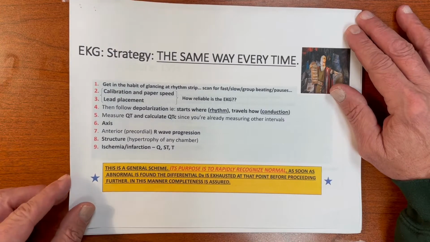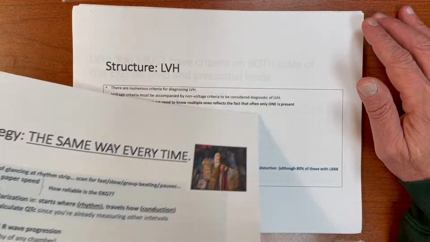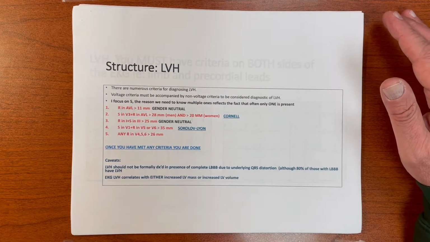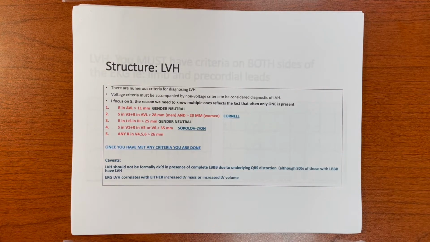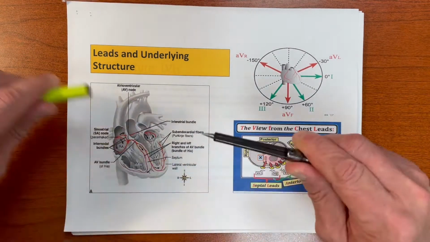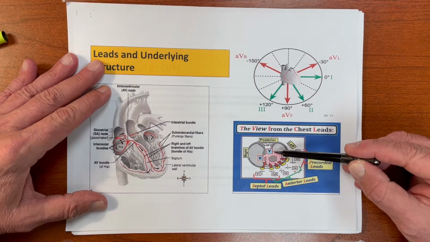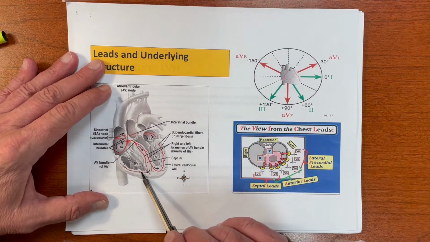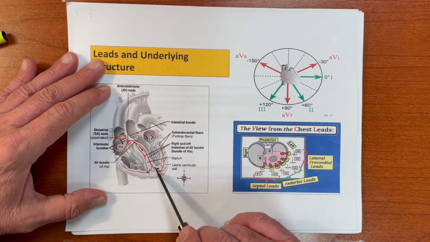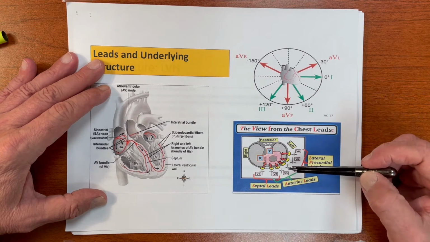Now we're going to talk about structure, which basically is going to focus on hypertrophy of the chambers. And most notably, we will start with LVH. In our little schematic here, we'll be talking about the left ventricle. This is the left ventricle. We're going to be looking for hypertrophy, or increased thickness of this chamber. And we're seeing it here in different views.